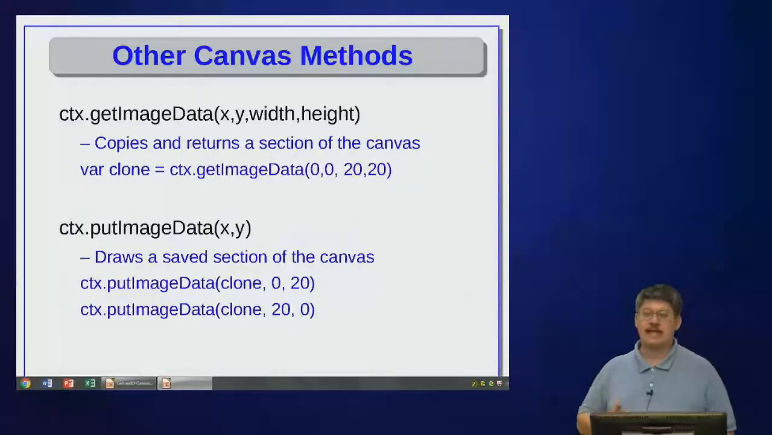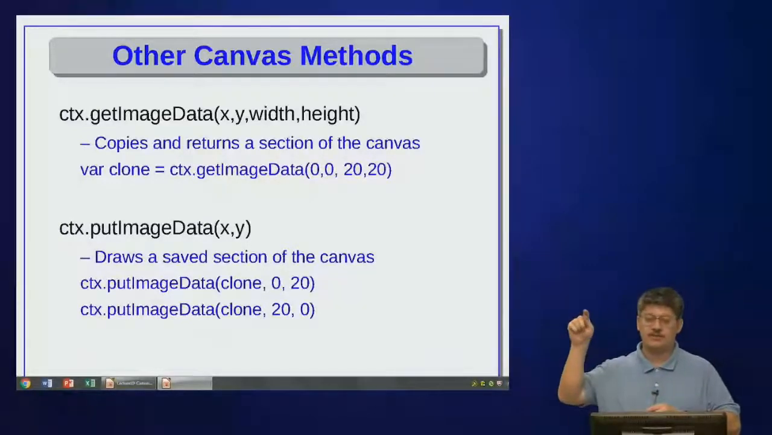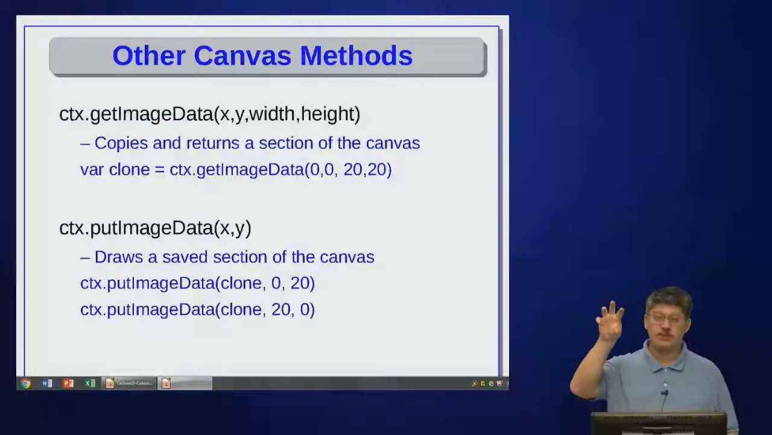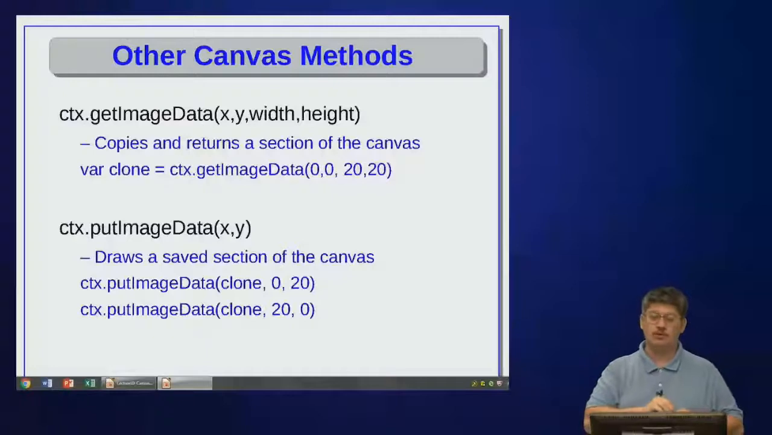Another thing I can do with my canvas is copy and paste a section of the canvas. So I can use getImageData to copy a selection, a rectangle, from the canvas, and I can store it in a variable. So here I've created a variable named clone, and I've called getImageData from coordinate 0, 0 with width and height 20. So it's going to copy a 20 by 20 square from the top left corner of the canvas, and it's going to store it in the variable named clone.